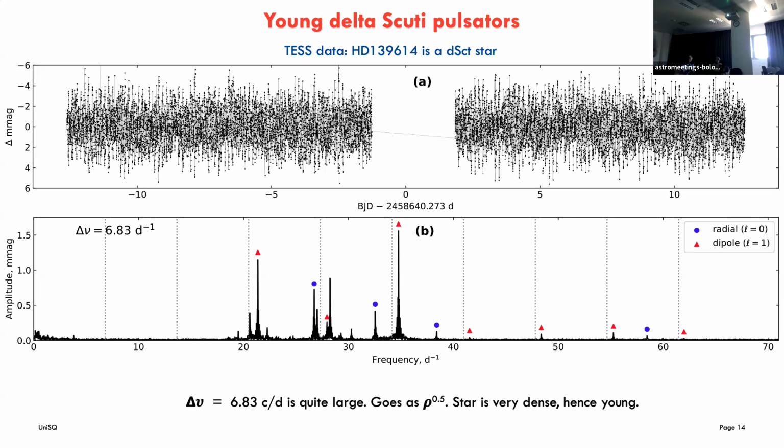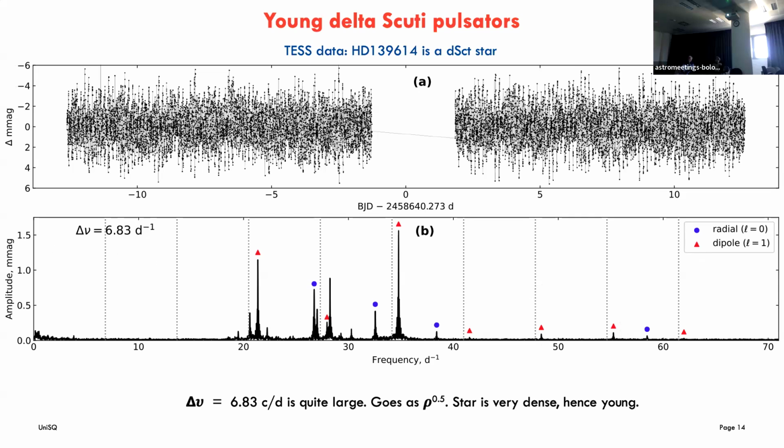And what I've also drawn on this are intervals of 6.83 cycles per day, which is the large spacing for this star. If you look at any particular window between two dashed lines, you'll notice that the dipole modes are always on the left-hand side of each window, and they are regularly spaced. So this star has these regular frequency spacings, and this value of delta nu, 6.83, is actually quite large.